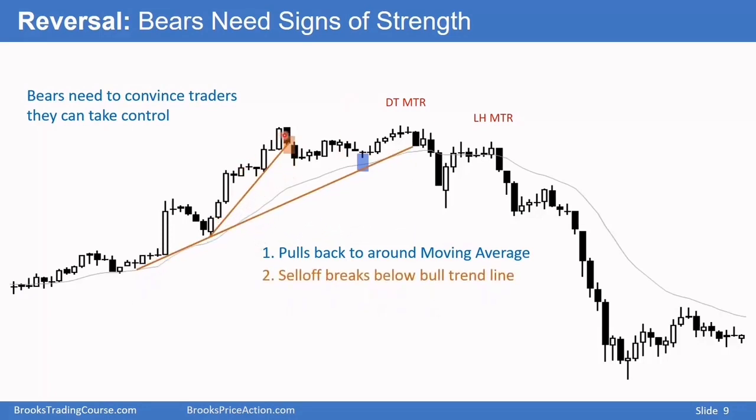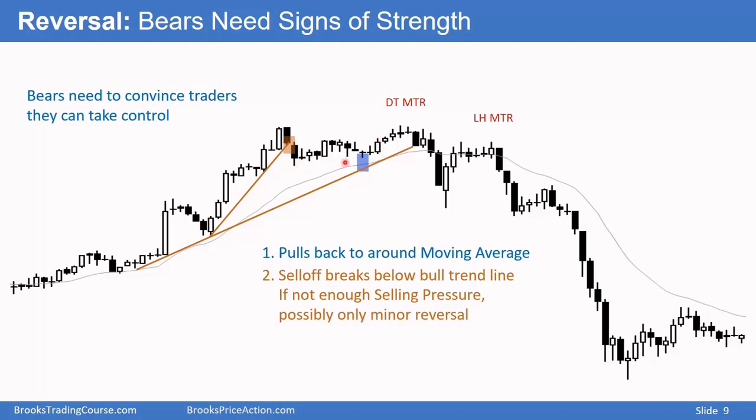A break below a bull trend line, that's a sign of strong bears. A bull trend line, a break below the bull trend line, another sign of strong bears. Here, we also broke below the moving average. We closed below the moving average here, here, and here. 3 closes below the moving average. Also signs of strong bears.